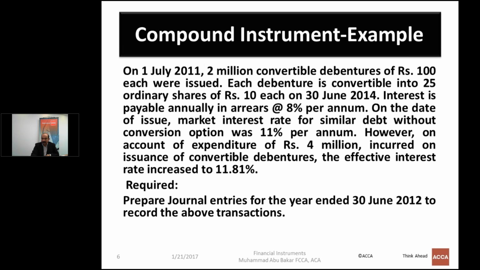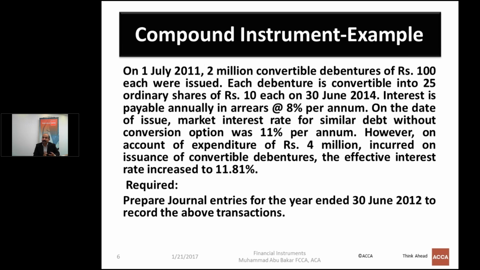So far as the initial recognition is concerned, see, 2 million convertible debentures. How much cash we received? We received 2 million in 200. Meaning 200 million cash was received. Each debenture is convertible into. Now we need to bifurcate this 200 million into debt and equity.